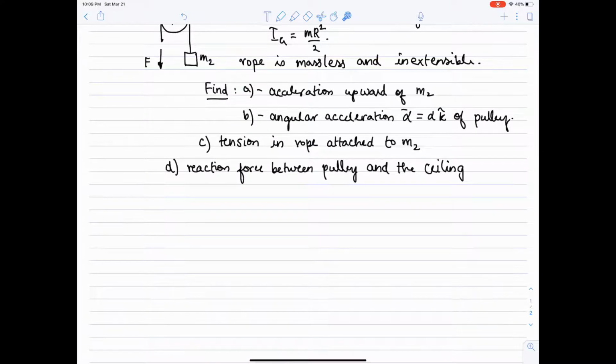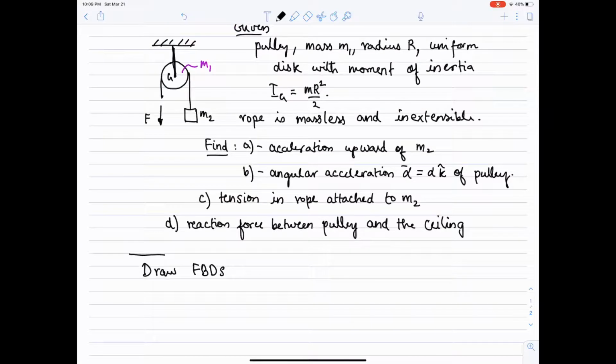Okay, the first step in all these problems is to draw free body diagrams. Now we have more than one object which has mass. We have a pulley which has mass, but we also have this other mass, which you can treat as a particle in that we're not worried about it rotating. For this mass all it's going to do is move up or down. The pulley is going to rotate, so we have to consider it a rigid body.